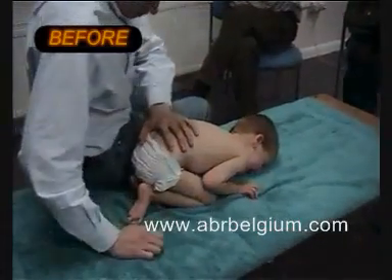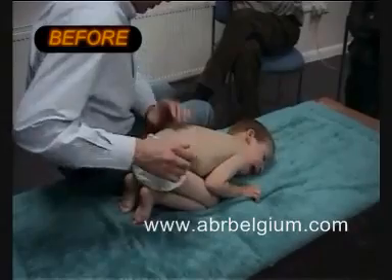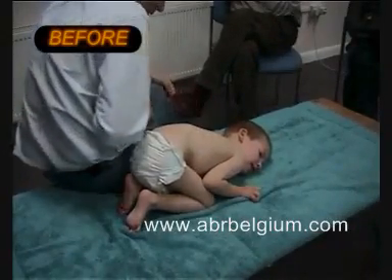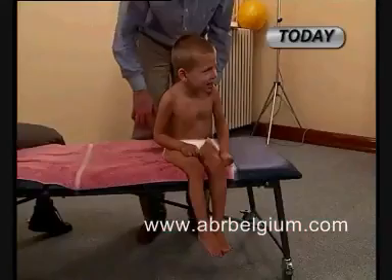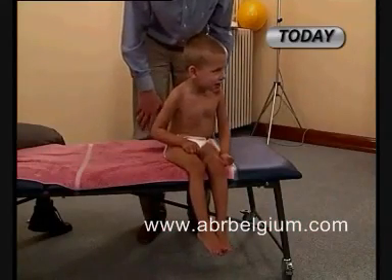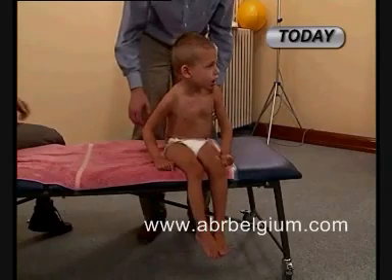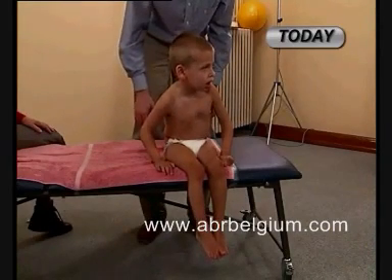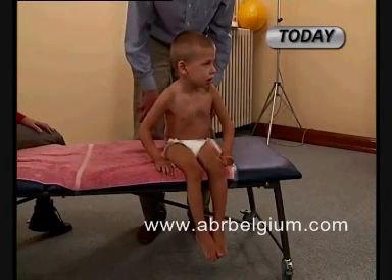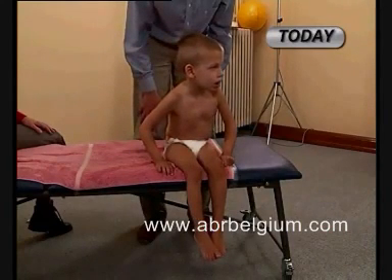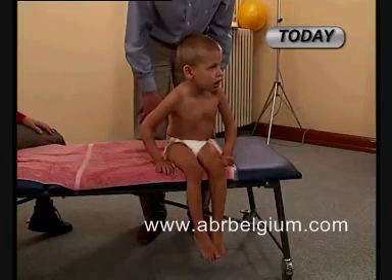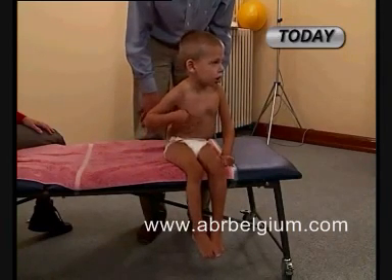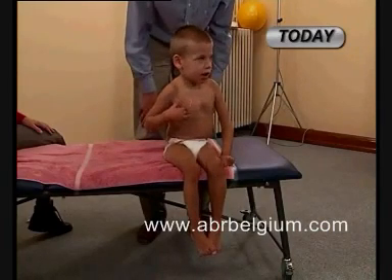ABR program addresses the structure, and ABR program is always done alone, without any other physical methods in parallel. Now you see this child less than 2 years after. Time is July 2003. His functional improvements are obvious. He can now sit very much upright, supporting himself. His legs are much more relaxed. His arms are now functional. He uses them for support and can even scratch himself.